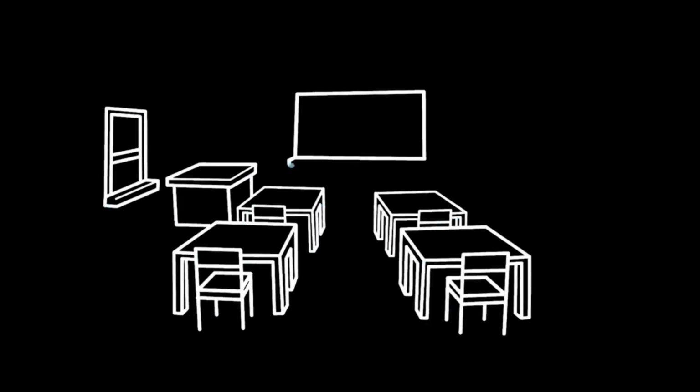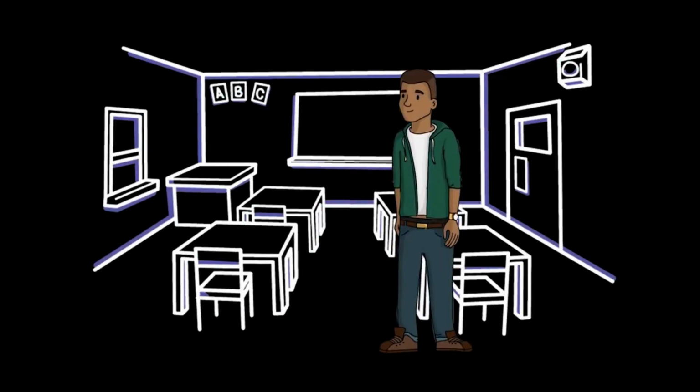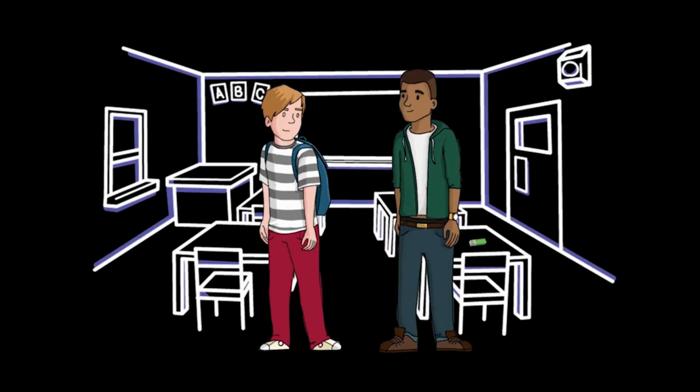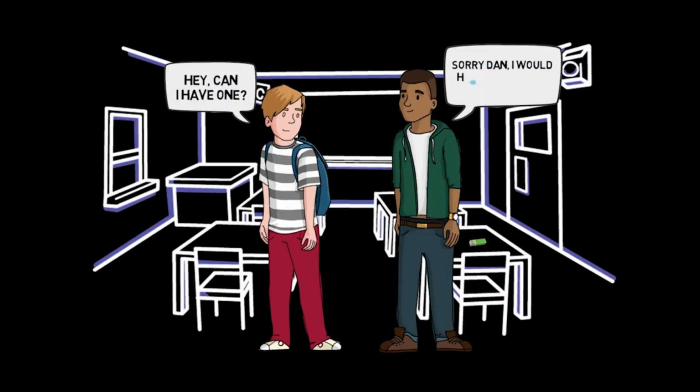Let's start off with an example to see how it works. Imagine you take out a pack of gum during class, and your friend Dan sees this and asks for a piece. Let's suppose you respond by saying, "Sorry Dan, I can't. If I give you a piece, then I'll have to give the next person who asks a piece as well.